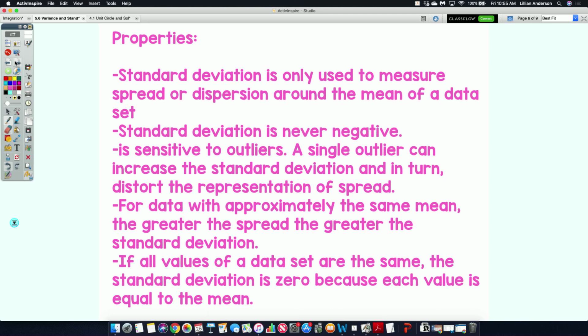So if you have 10 people in the class and they all scored a 75, the mean is going to be 75 and the standard deviation is going to be 0 because there's no spread. Everyone literally got the same grade.